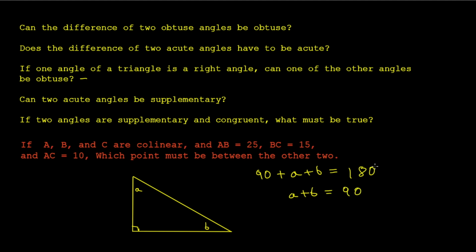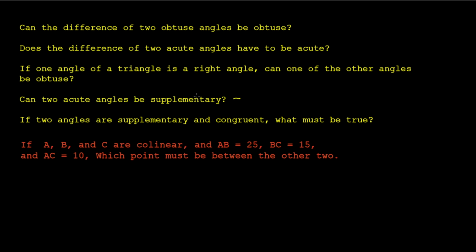Now, a little bit of mental gymnastics here, but it's not terrible. If A plus B is 90 and A and B have to be greater than 0 because otherwise you don't have an angle, then A must be less than 90. B also must be less than 90. So the answer to this question is no. If you have a right triangle, one of the other angles cannot be obtuse.